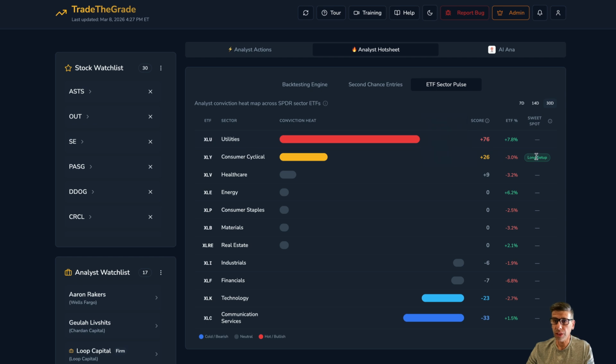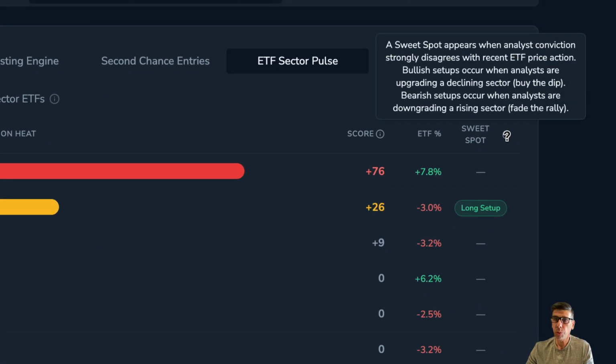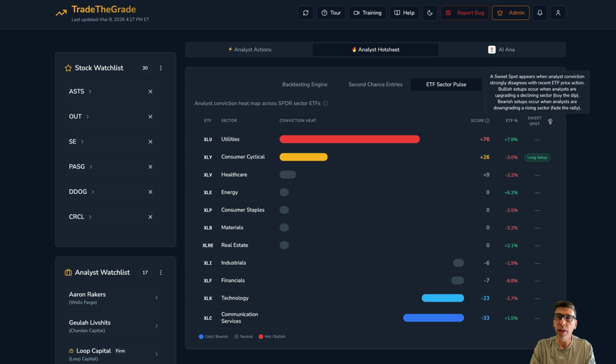Now, what's really interesting though is the sweet spot indicator right here. So a sweet spot appears when analyst conviction strongly disagrees with recent price action. What I mean by that is it's going to look for setups in specific ETFs where the price action may, at least in the short term, go against what analysts are saying.